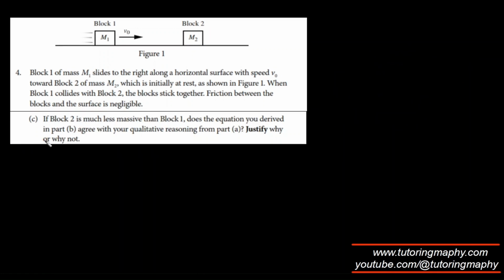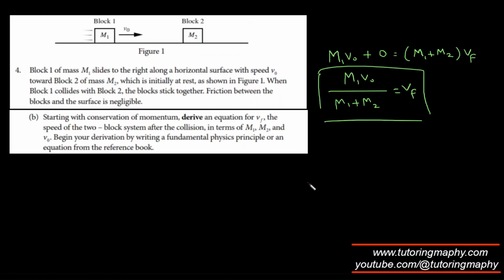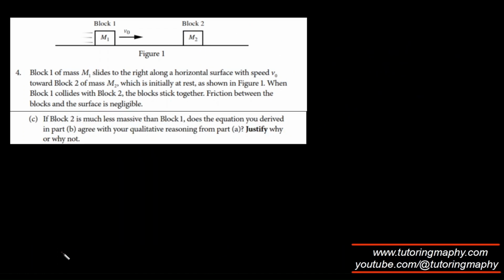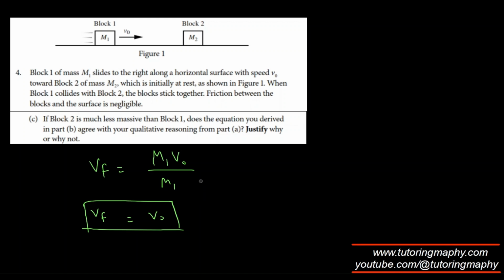Finally, if block 2 is much less massive than block 1, does the equation you derived in part B agree with the qualitative reasoning? Yes, definitely it agrees, because if m2 is very, very less, then this can be ignored and m1 is cancelled, and then of course the final velocity is just the same as the initial velocity. So m1 v0 over m1, which is just v0, so v final is about the same as v0.